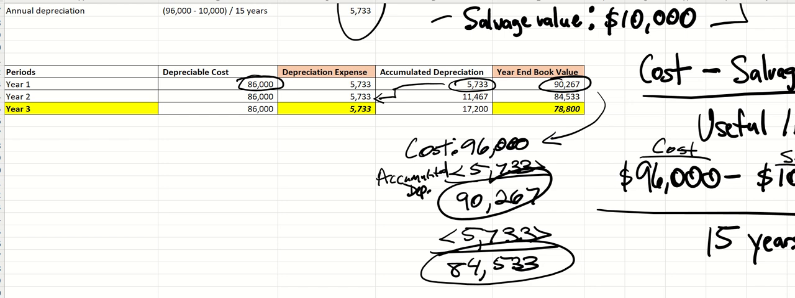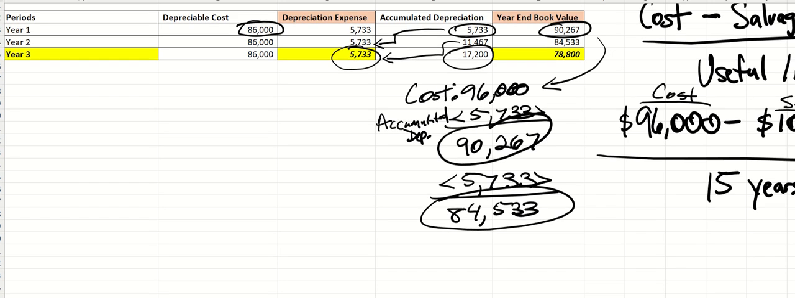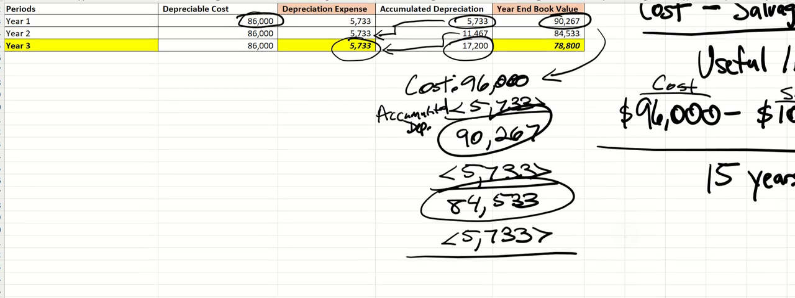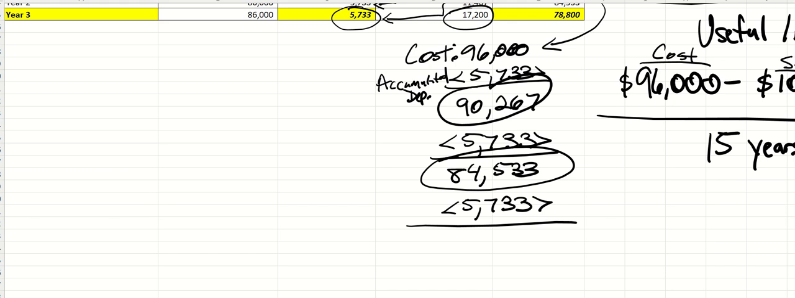So year three, depreciable cost is the same. Depreciation expense is the same. So technically that is the answer. Accumulated depreciation changes because now you're going to take 11,467 and add the 5,733 to get your accumulated depreciation as of year three of 17,200. So then the year-end book value is going to be $78,800. We just take the year three depreciation expense and subtract it from 84,533. That's going to give us $78,800.